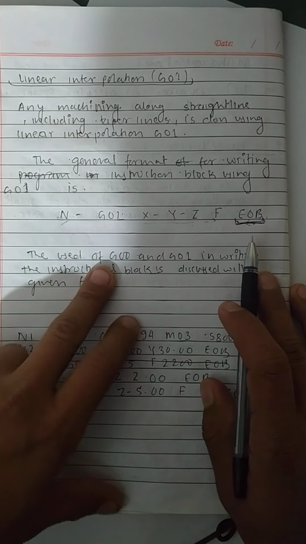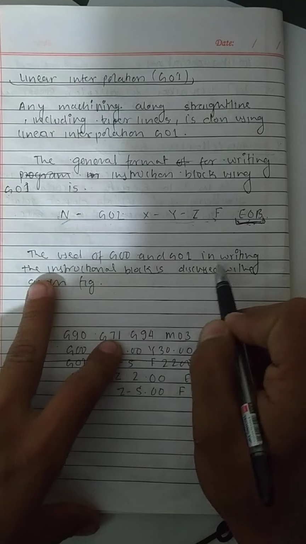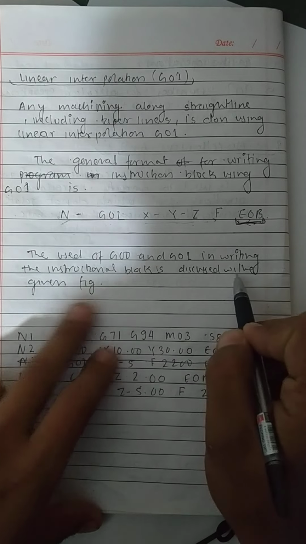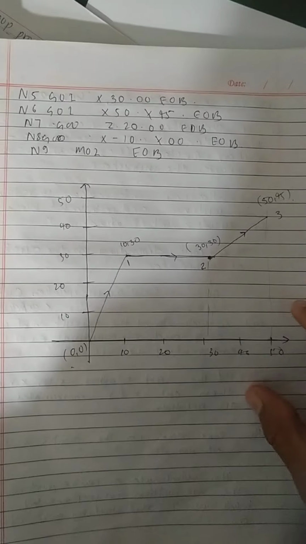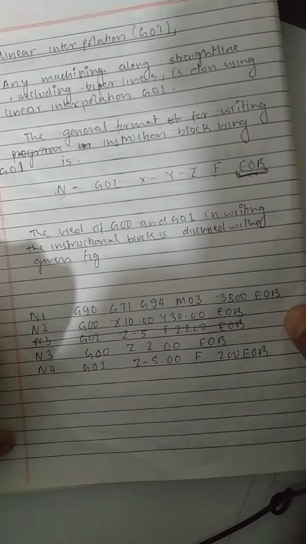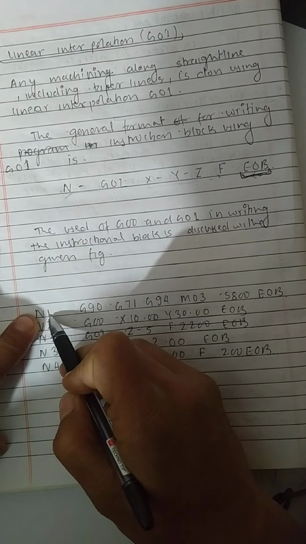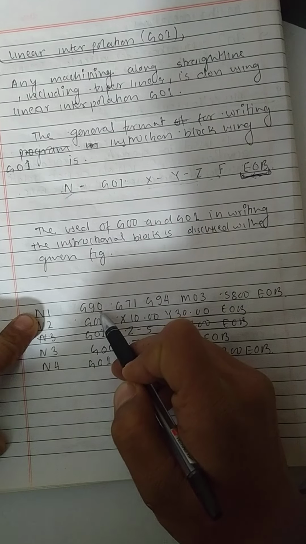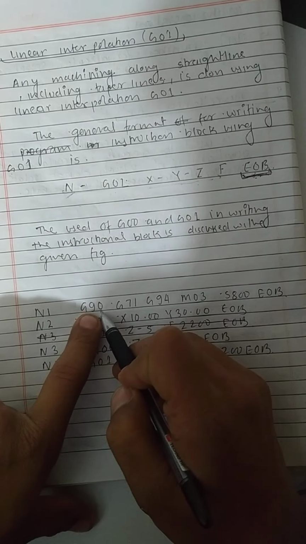The use of G00 and G01 in writing the instruction block, let's discuss with the given figure. Here is the figure. First of all, see this program. Before writing anything, first of all we have to write the sequence number. Then G90, absolute or incremental coordinate system. This is the absolute coordinate system.